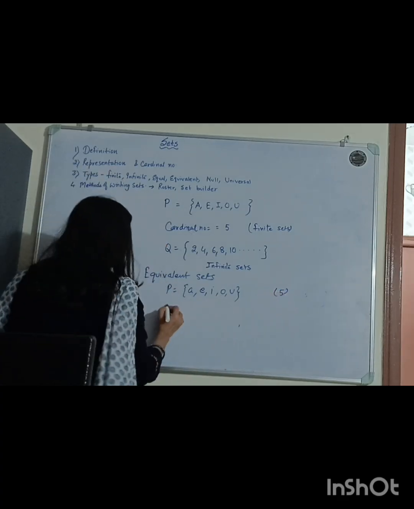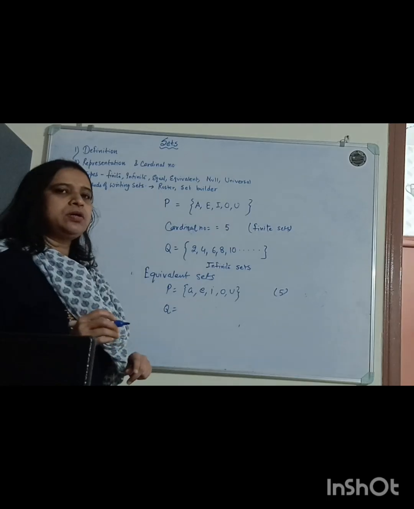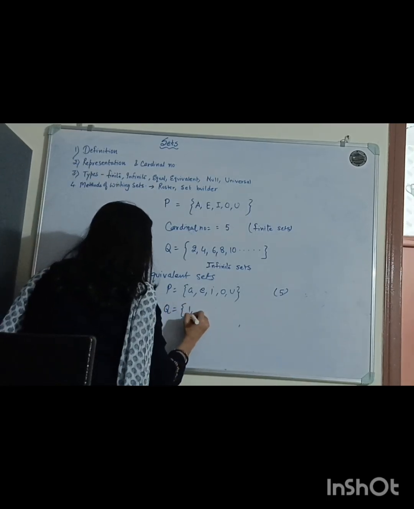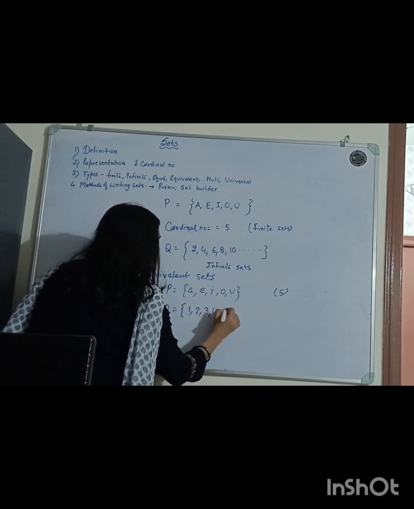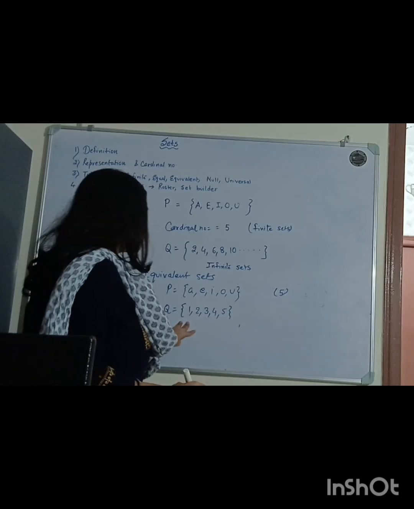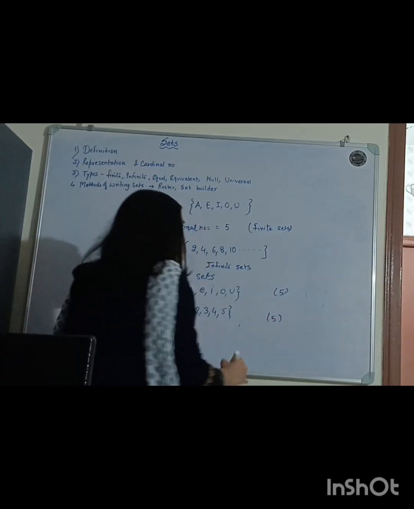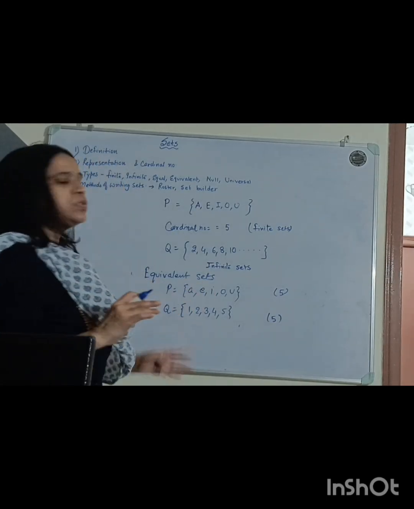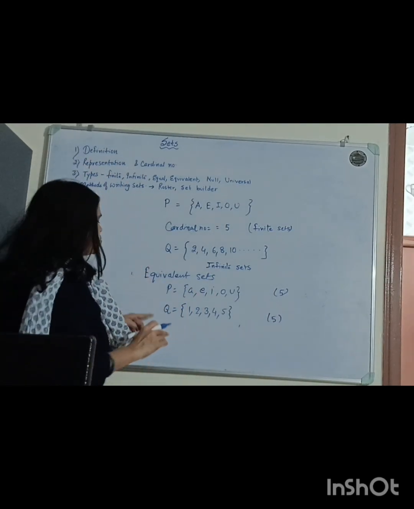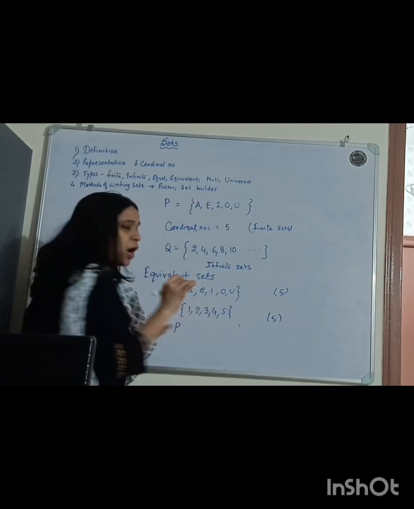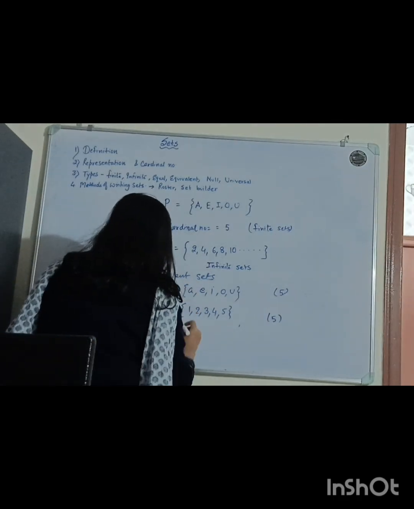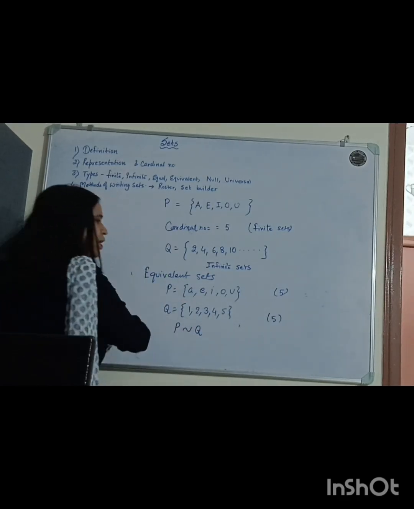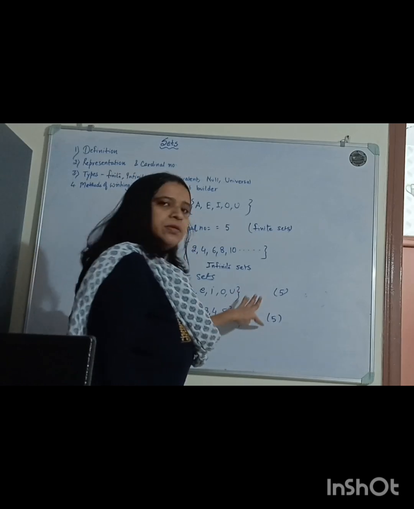Now if I say Q equals natural numbers up to 5, natural numbers up to 5 will be 1, 2, 3, 4, 5. Here also you can see there are 5 members. The members are not the same, but the cardinal numbers are the same. So if the cardinal numbers of any two sets are the same, then those sets are called equivalent sets. So these two are equivalent sets. This is the sign we use to show that two sets are equivalent if the cardinal numbers are the same.